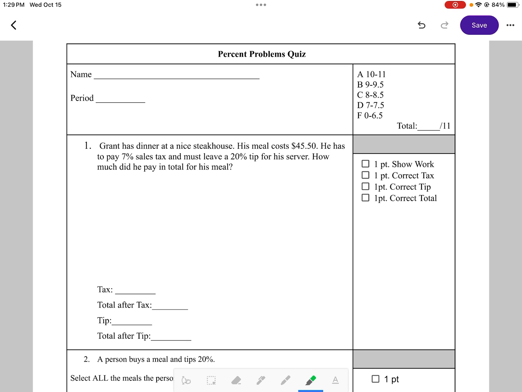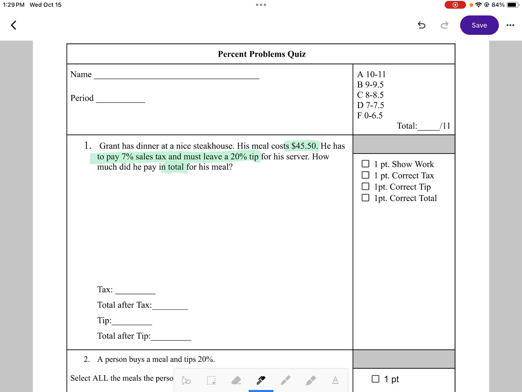Starting with number 1, it says Grant has a dinner at a nice steakhouse. His meal costs $45.50. He has to pay 7% sales tax and must leave a 20% tip for his server. How much did he pay in total for his meal?